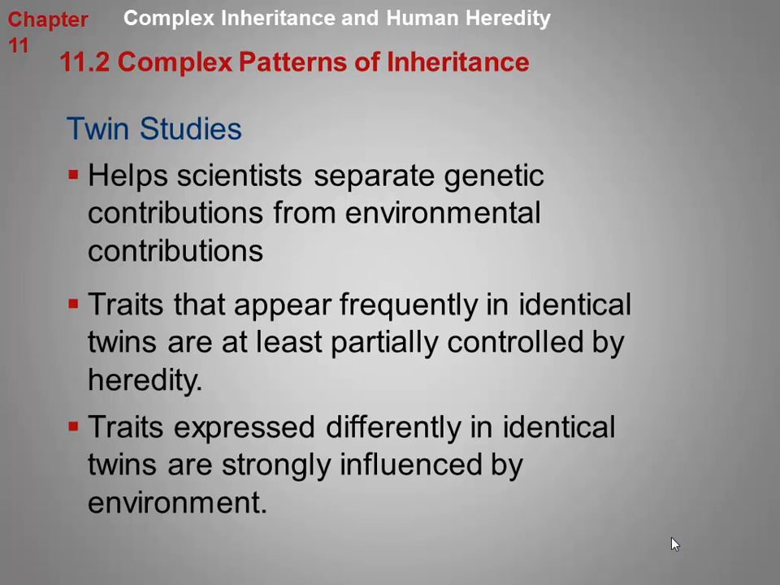So these are the different types of complex inheritance, which are covered in section 11.2 of your book. We have incomplete dominance, codominance, multiple alleles that control things, sex-linked traits, and polygenic inheritance, all of which can then be slightly influenced by environment.